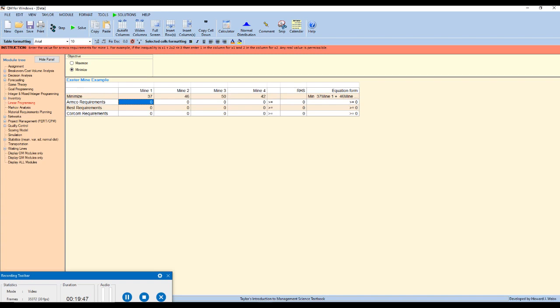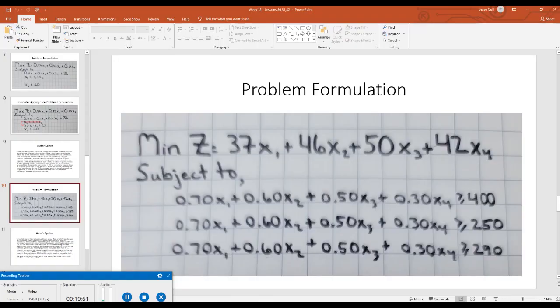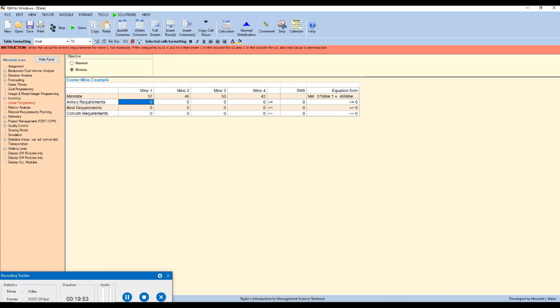So Armco, each of these now is identical, 0.7, 0.6, 0.5, 0.3. 0.7, 0.6, 0.5, 0.3. Must be greater than or equal to the 400 tons they require.